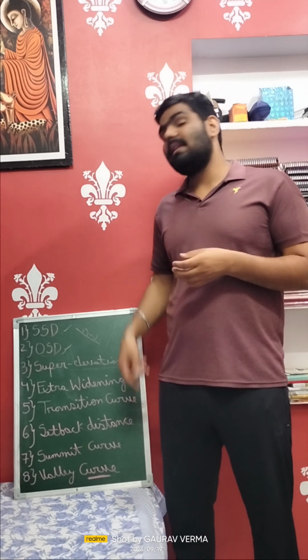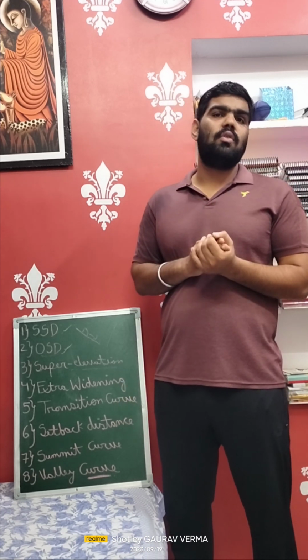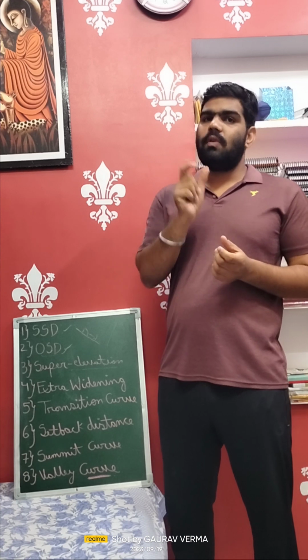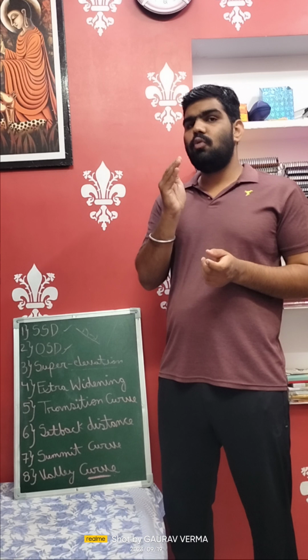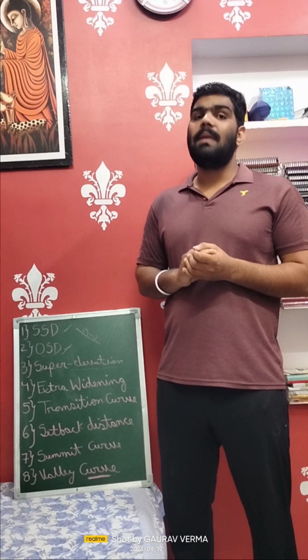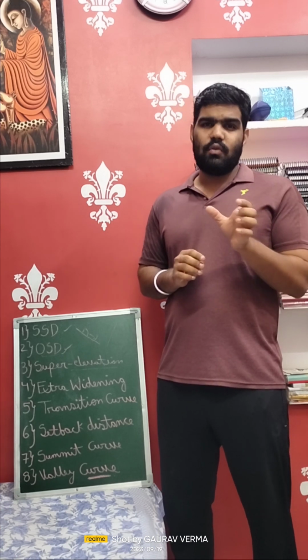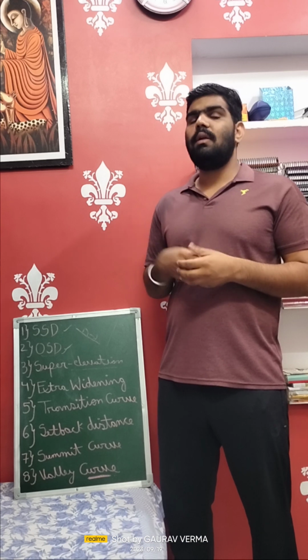Now there is an empirical formula for calculation of transition curve. The first formula is for plain areas, that is L equals 2.7 into V square upon R. It is for plain areas. Now L is equal to V square upon R. It is for hilly areas.